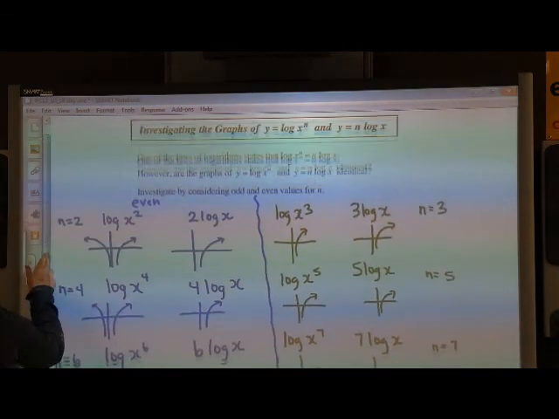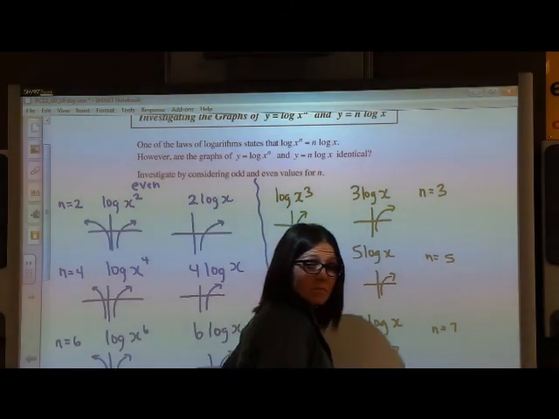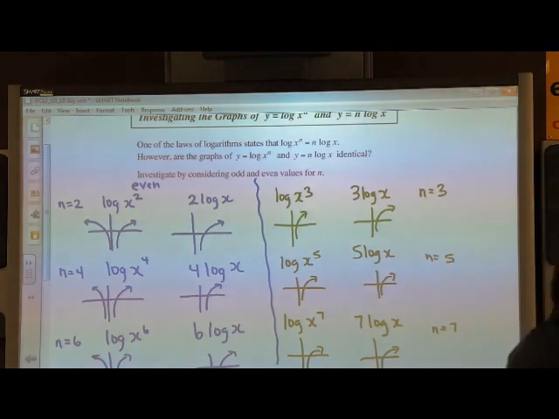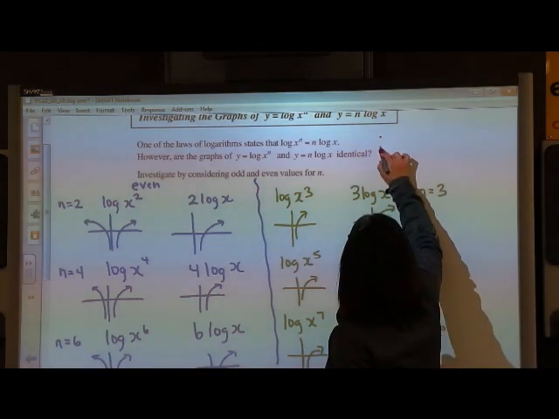So to answer the question, are the graphs identical? How would we answer the question, are the graphs of y equals log x to the power of n and y equals n times log x identical? What would you say? If the value of n is odd, then they're identical.